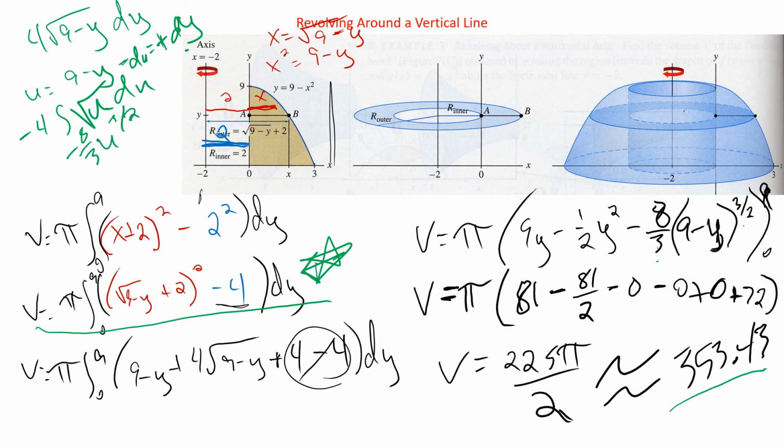And so we have revolutions around vertical and horizontal lines, as well as revolutions around the x-axis and y-axis, all with washers. It's just radius squared minus radius squared, find the antiderivative, and that's it. So this topic, it's the last big topic of the chapter. The next topic is actually a small topic, unless you're BC. Then we have another one after that.